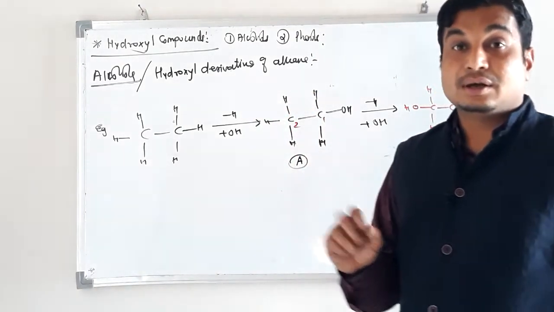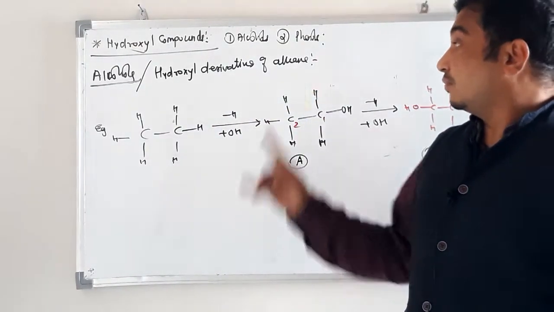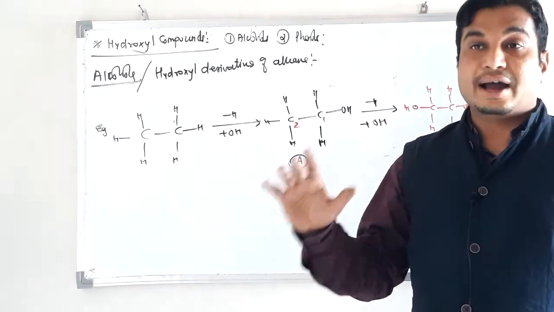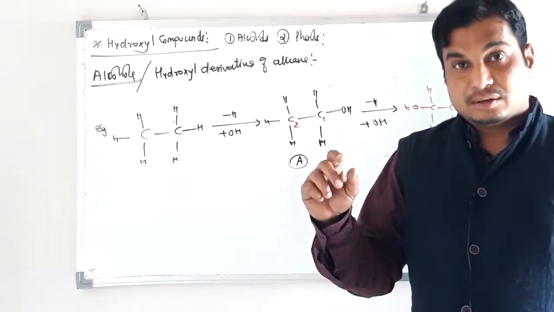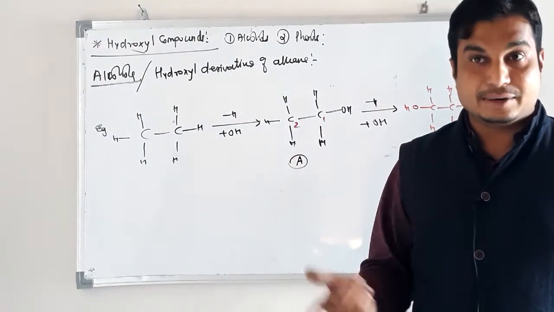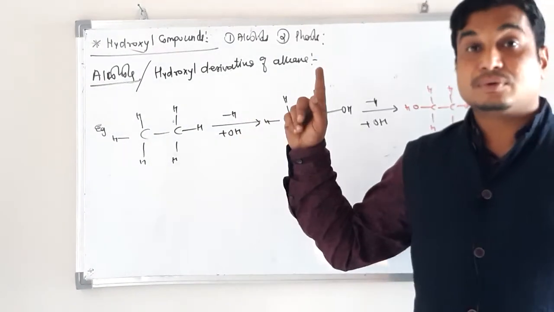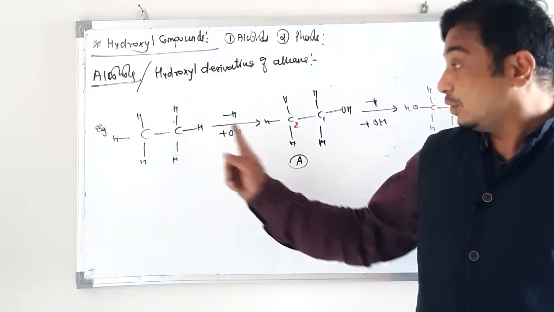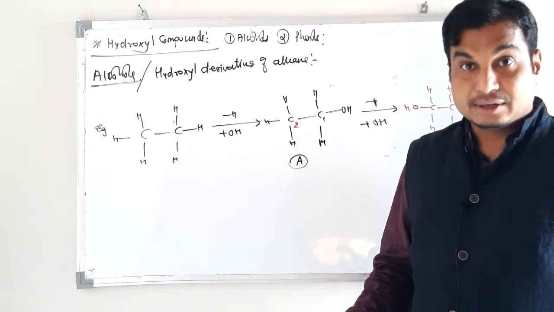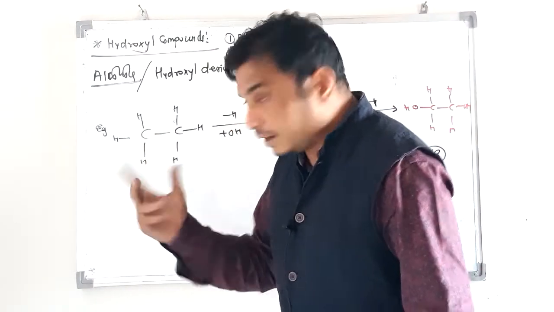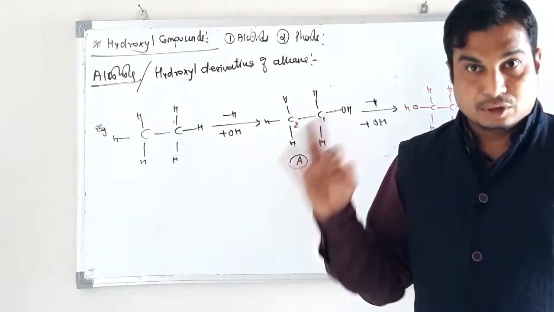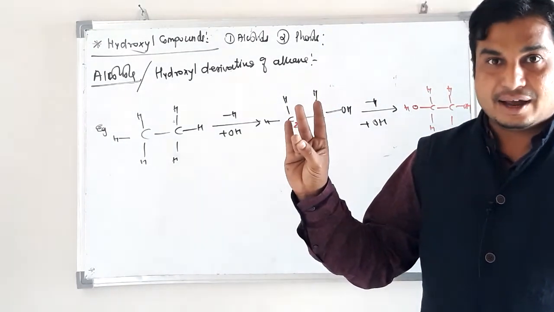What are alcohols? Alcohols are derivatives of alkane. Alkane means aliphatic hydrocarbon, and alcohols are obtained by replacing one or more hydrogen atoms by the same number of hydroxyl groups. That is called alcohols. Getting my point? Now again, alcohols are classified into various categories: monohydric alcohol, dihydric, trihydric, and so on.